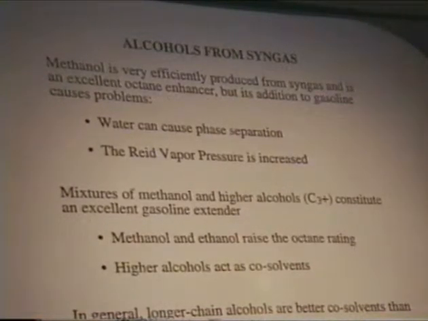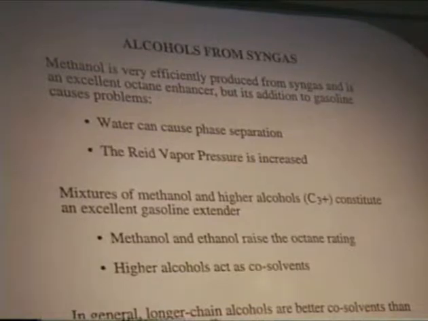You can use mixtures of methanol and higher alcohols as a gasoline extender. The methanol and ethanol raise the octane rating, and higher alcohols act as a co-solvent, so you don't get the same degree of miscibility problems that you did in the straight methanol mix. In general, longer chain alcohols are better co-solvents than shorter chain ones, as you might imagine.